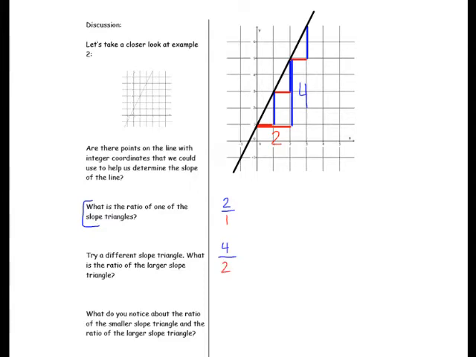What do you notice about the ratio of the smaller slope triangle and the ratio of the larger slope triangle? I notice that the ratios are equivalent. I know that 2 over 1 is equivalent to 4 over 2, and they are both equal to 2. We have worked with triangles before where the ratios of corresponding sides are equal. We call them similar triangles. Are the slope triangles in this diagram similar? And how do you know?